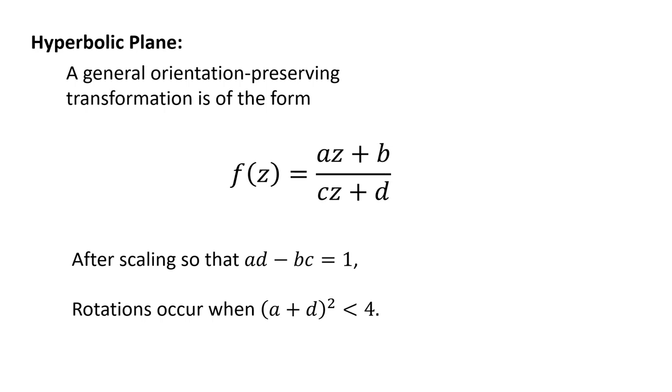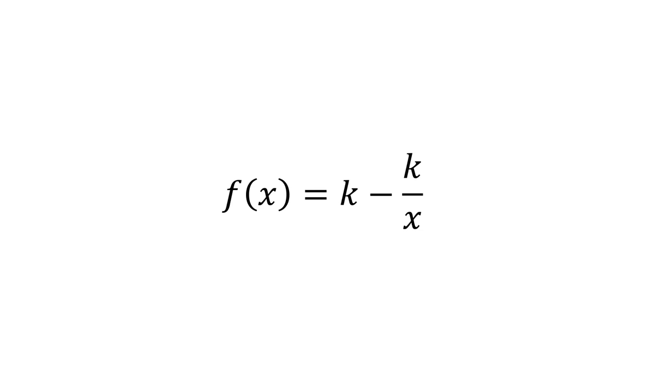Those of you that have seen some linear algebra might be making some connections right now to the determinant and trace of a matrix, but that's a topic for another video. For now, let's accept this condition for rotation and finally return to our original transformation, which sends x to k minus k over x.